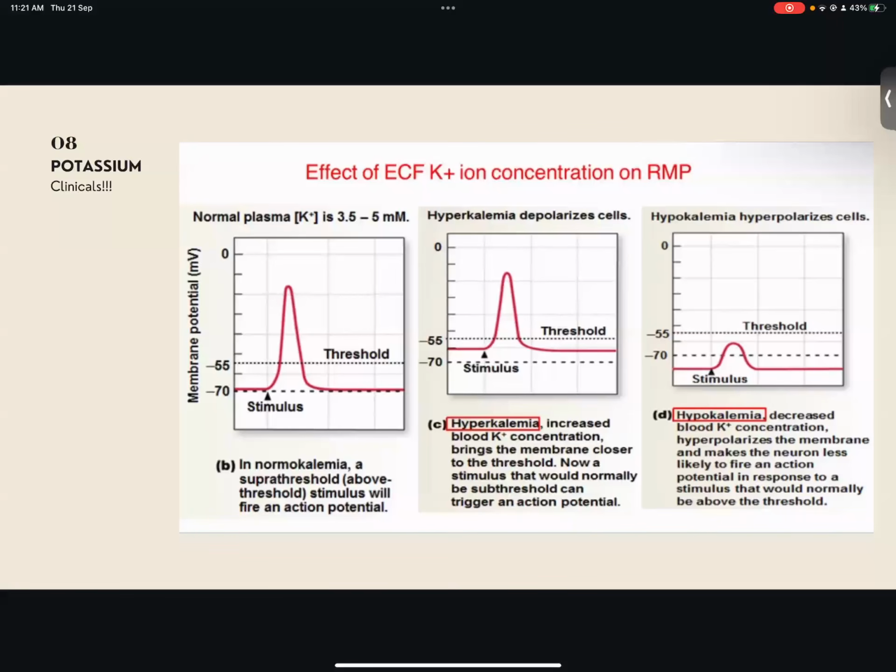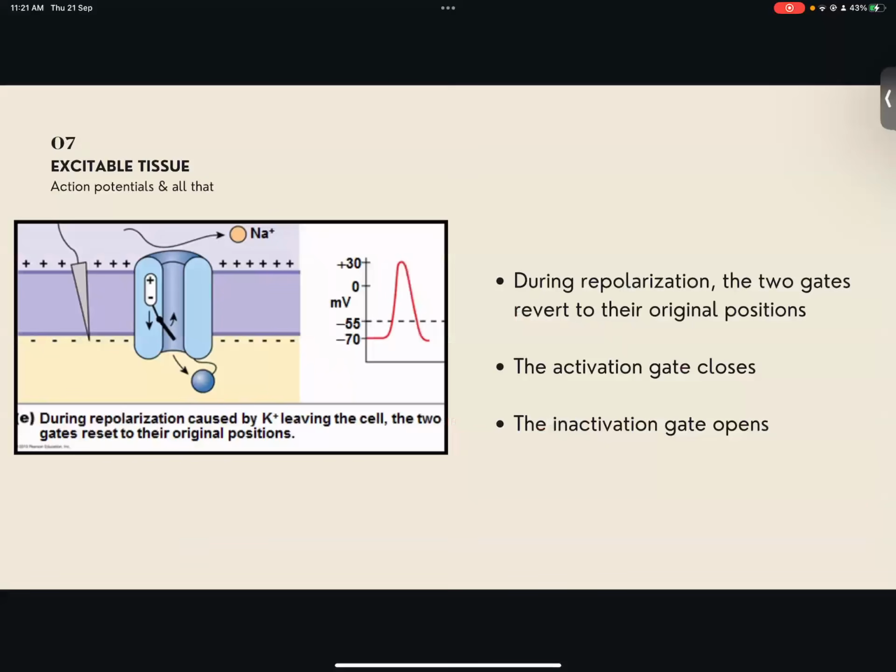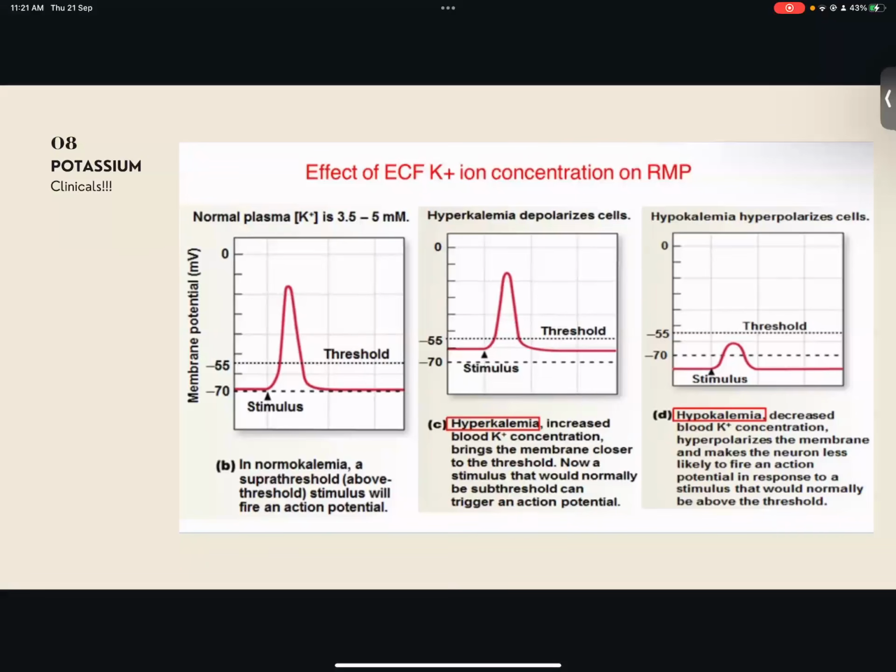A supra-threshold, which is an above threshold stimulus, will fire an action potential. That's what we see here. Basically everything is moving normally. Any stimulus that is strong enough to take the membrane potential to threshold will fire an action potential. Okay, that's completely normal. That's what we want. Now, hyperkalemia. Hyper means too much. Kalemia, again, potassium in the blood. Too much potassium in the blood.